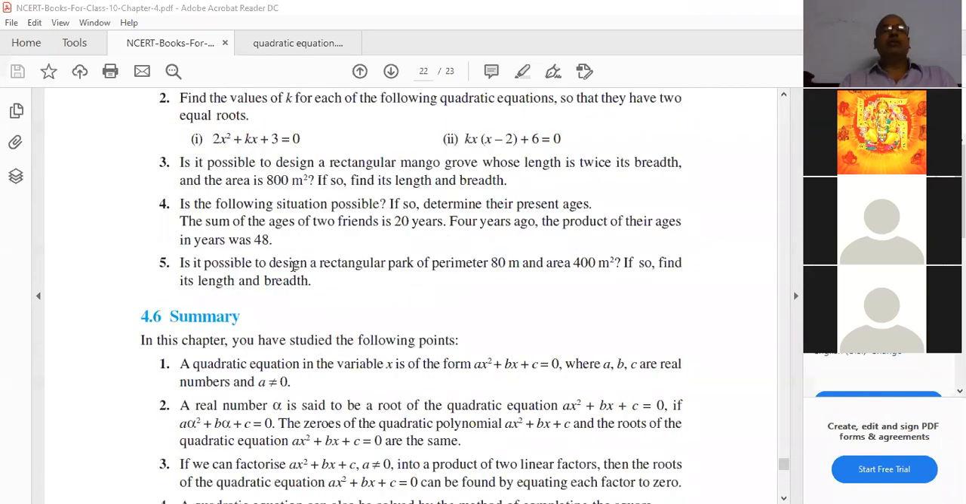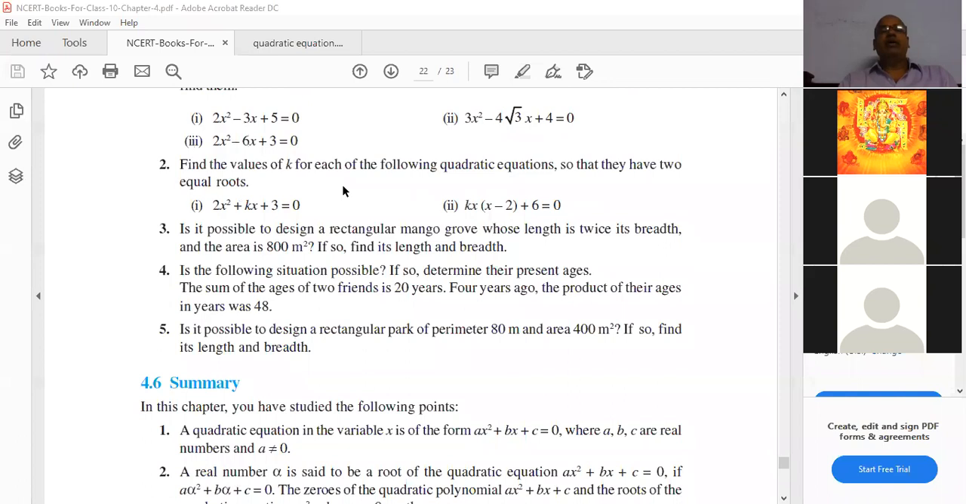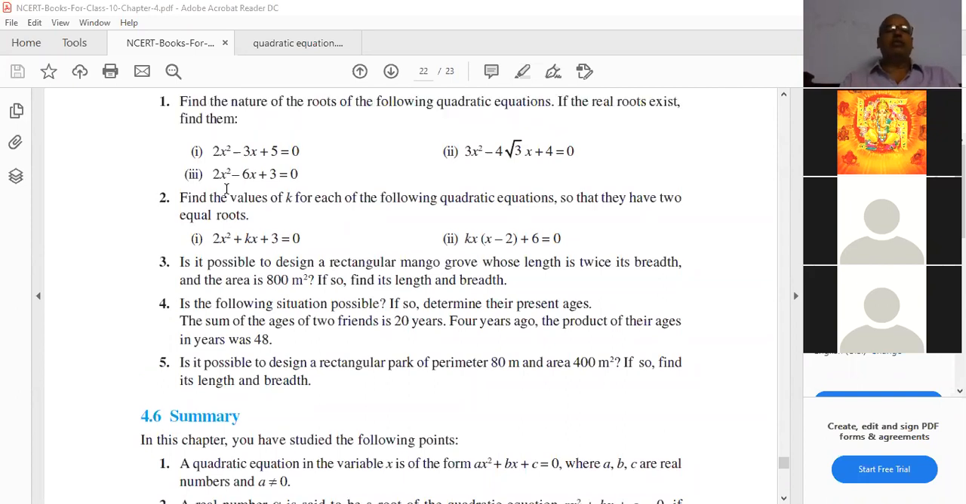See here, this is a question. Find the value of k for each of the following quadratic equations so that they have 2 equal real roots. Means 2x square plus kx plus 3 equal to 0. Equal real roots means b square minus 4ac equal to 0. You don't need to solve the equation. b square minus 4ac equal to 0 is the condition.